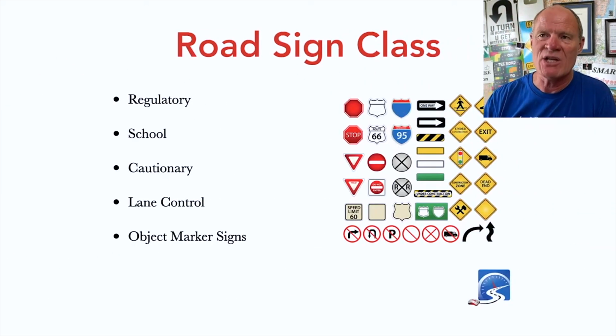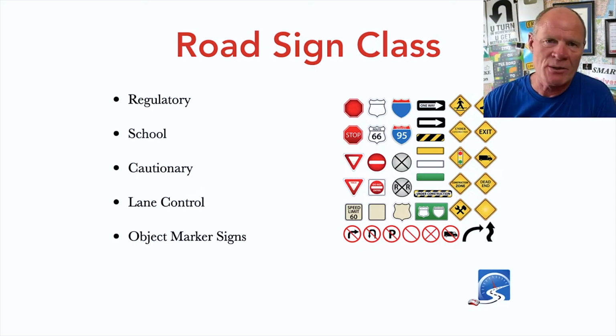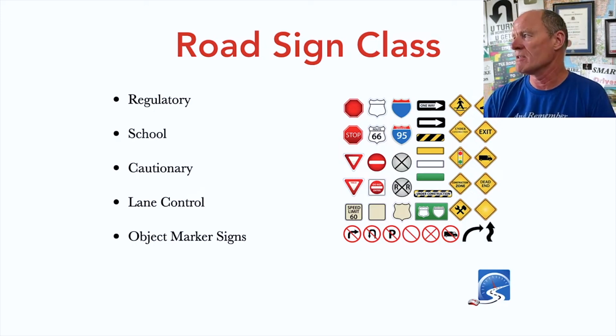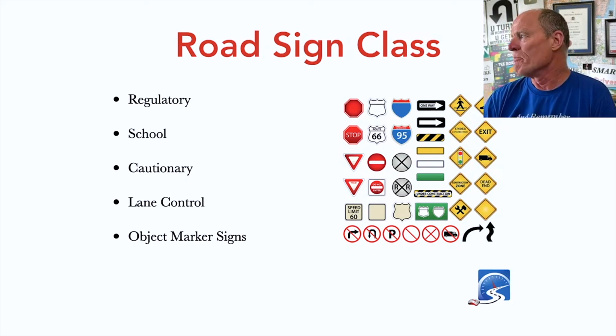As well, classifications of traffic signs: regulatory signs, school signs, cautionary signs, lane control signs, and object marker signs, which are my favorites. And object marker signs fall under the umbrella of cautionary signs, but instead of being diamond in shape, these are rectangular, tall and skinny.